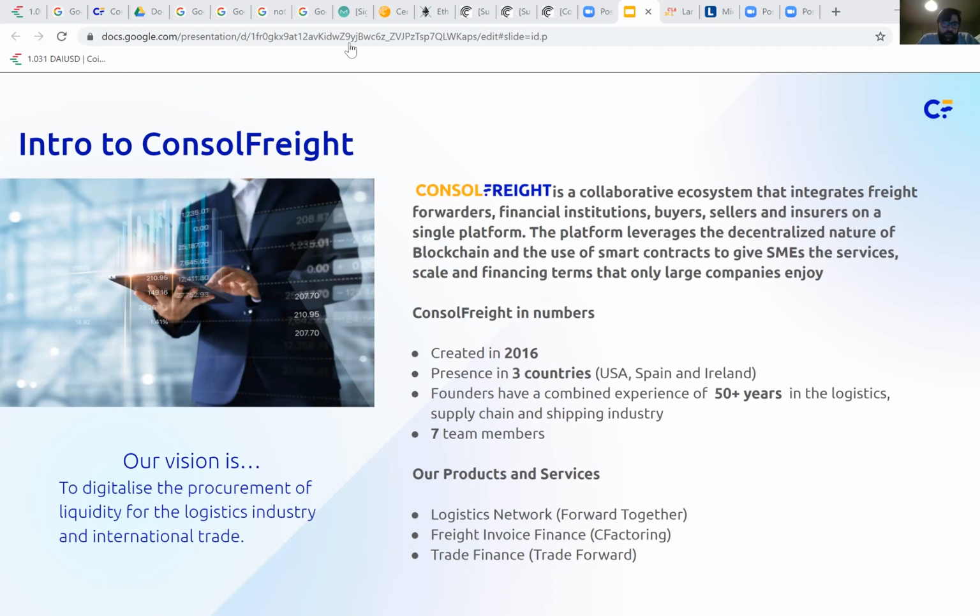All right. So what is ConsolFreight? From a numbers point of view, ConsolFreight is a company that was created in 2016. We have presence in 3 countries: the States, Spain, and Ireland. The founders, and this is quite important, right? Because ConsolFreight is a new company. However, the founders have a combined experience of 50+ years in logistics, in the supply chain, and in the shipping industry.